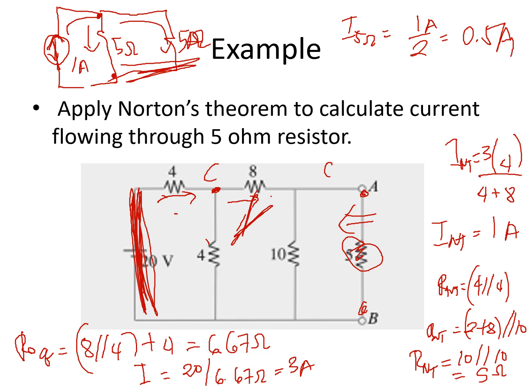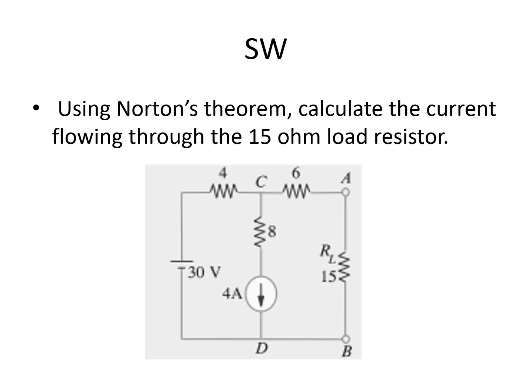So that is how you perform Norton's theorem. You have your current source in parallel with your resistance. This is another set work, so you have 2 circuits to do during your asynchronous class.